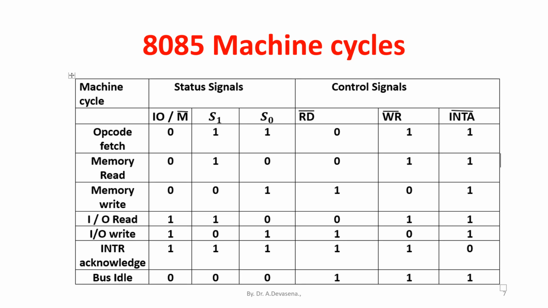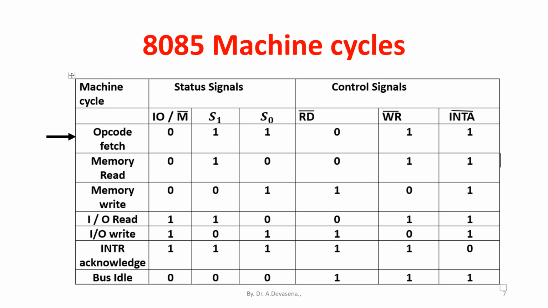8085 machine cycles are indicated here. In this opcode fetch machine cycle, the status signals S1 and S0 are 1, and the opcode is going to be fetched. Therefore, read bar should be active low and write bar and interrupt acknowledge bar are 1.